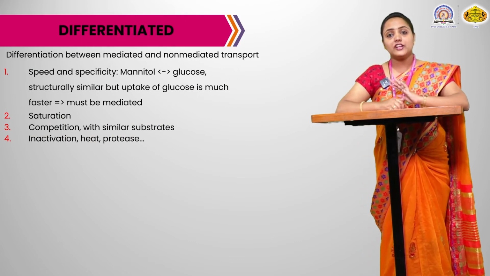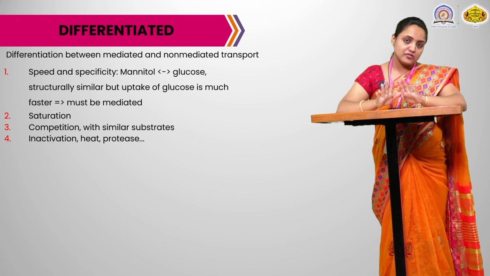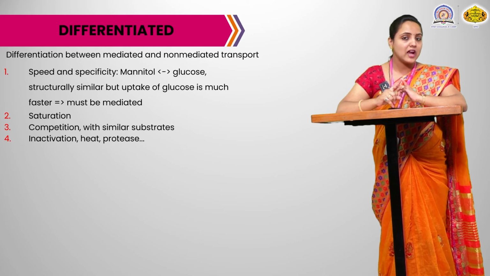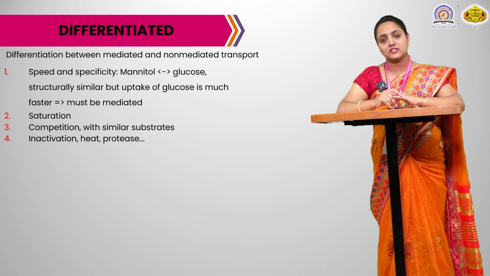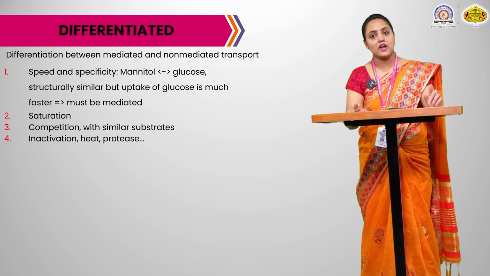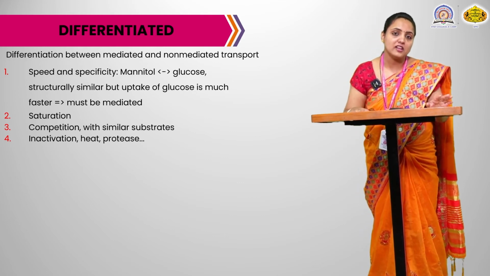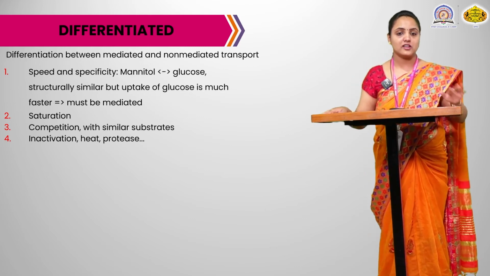Now we have already learned about passive transport. In passive transport we have seen simple diffusion, and the second one is facilitated diffusion. In facilitated diffusion we have seen two types. One is the carrier or the transporter, and the second one is the channel, that is the ion channels.